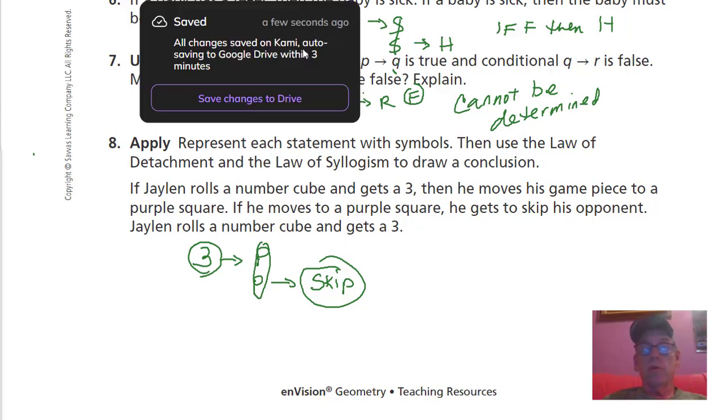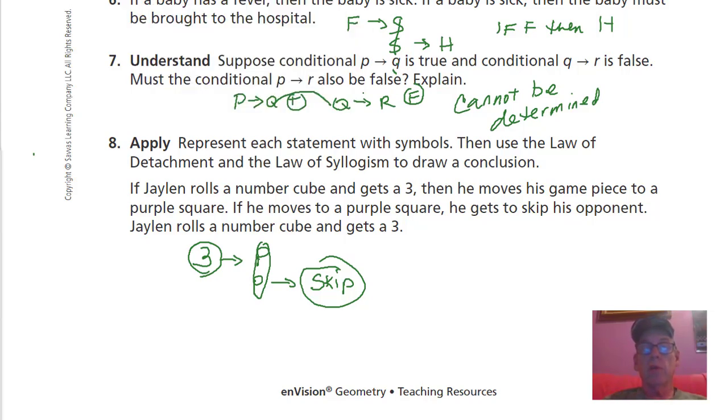Okay, so those are the additional practice exercises that go with 1-6.